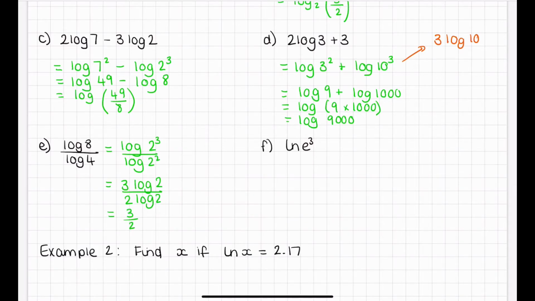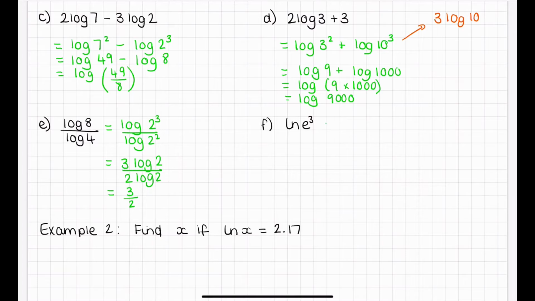And the final one, ln e to the power of 3. Now remember, ln and e are inverse of each other, which means they will just cancel out, and this will just equal 3.